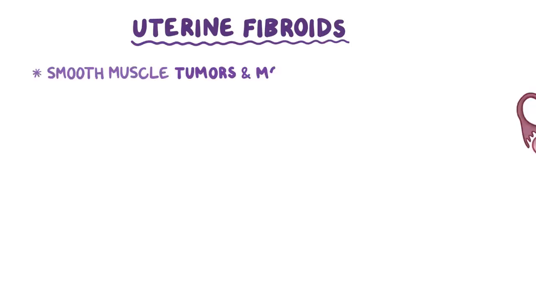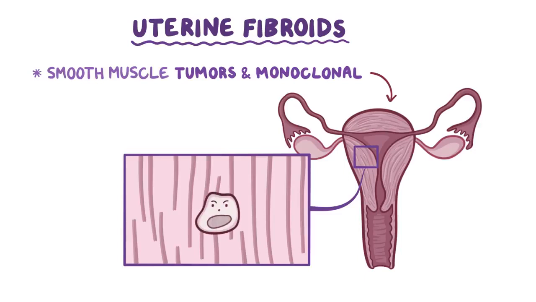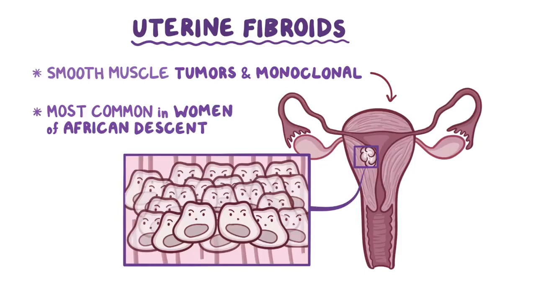Now, uterine fibroids are smooth muscle tumors, and they're monoclonal, meaning that they arise from a single cell of the myometrium that starts dividing uncontrollably. Overall, fibroids most commonly affect women of African descent.